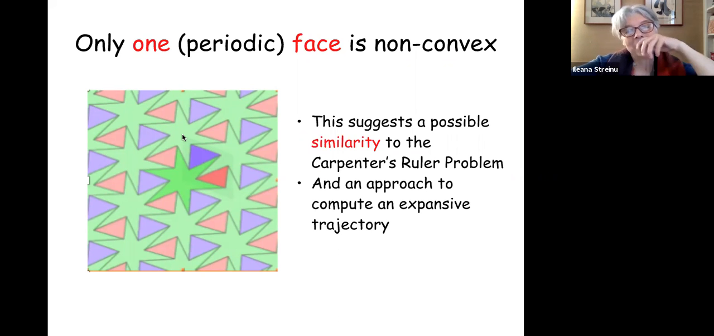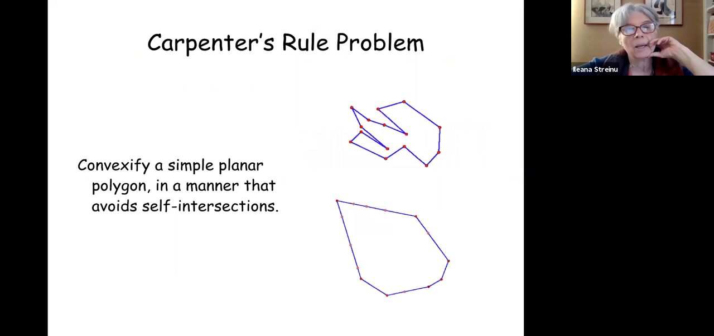So here's the question then. If we have only one non-convex polygon, can we convexify it? I'm not yet getting to the constraint that the face be maximum area, because even in the planar case, the Carpenter's rule solution based on pseudo-triangulation did not guarantee that you find the maximum area. So something else is always needed. But let's just assume that we want to convexify the face. That is an interesting question.